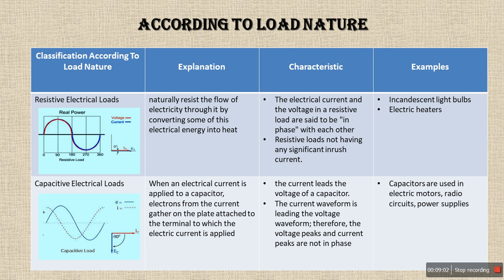Next is capacitive electrical loads. When electrical current is applied to a capacitor, electrons from the current gather on the plate attached to the terminal to which the electric current is applied. The current leads the voltage of a capacitor. And examples of the capacitive are capacitors used in electric motors, radios, and power supplies.